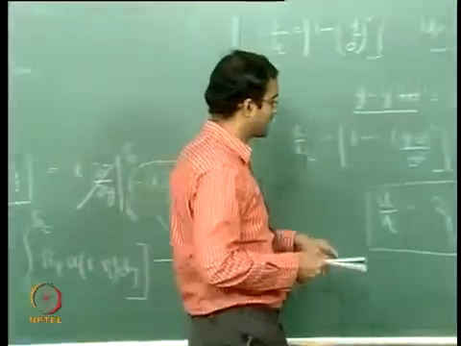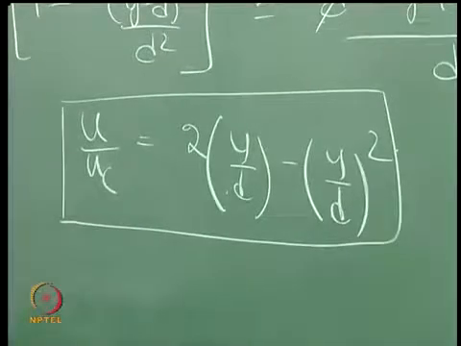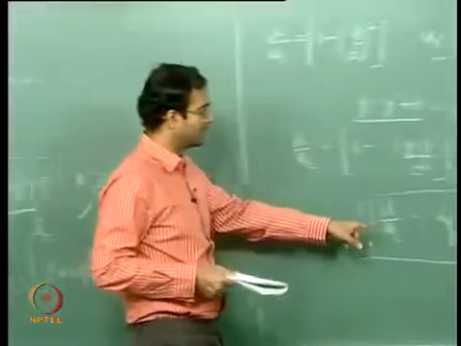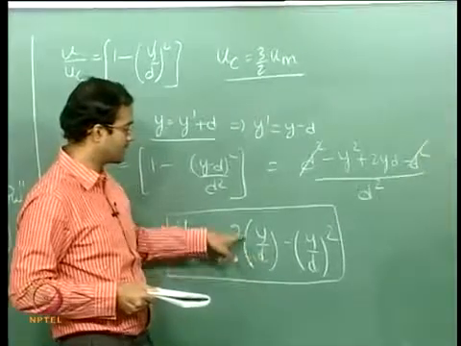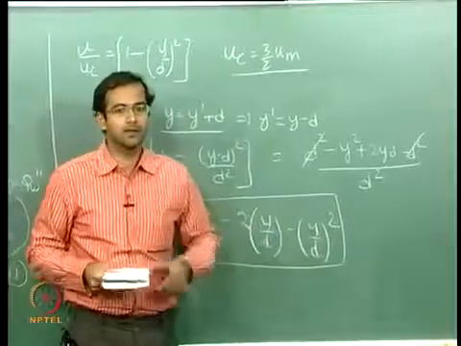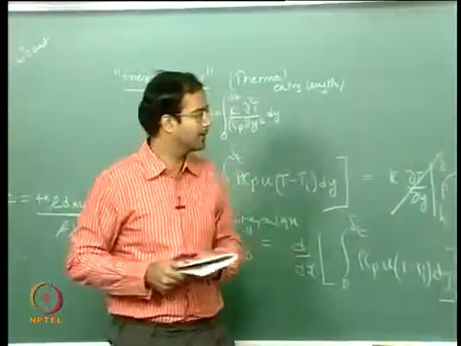Alright, so you can again check. So for y equal to 0, this will be 0, and y equal to 2d, so again this becomes 0. So this is 2 into 2, 4 minus 4, 0. Okay, so that satisfies the boundary conditions of the velocity profile.